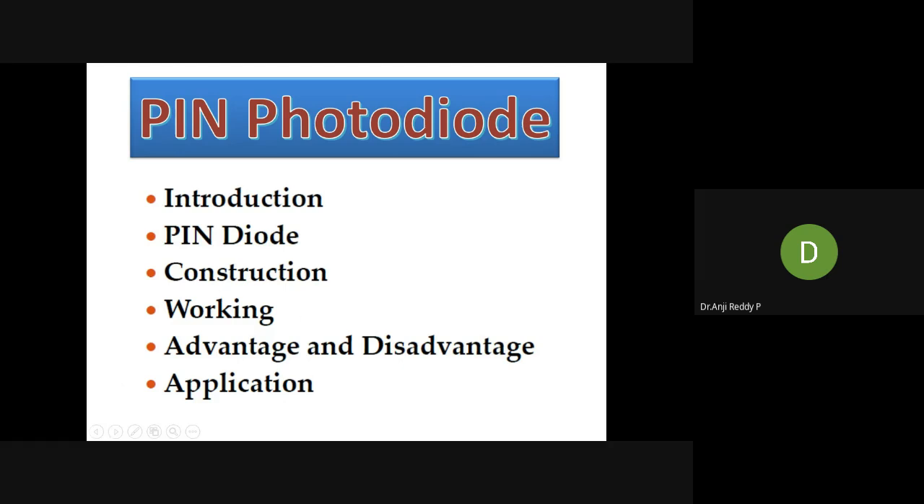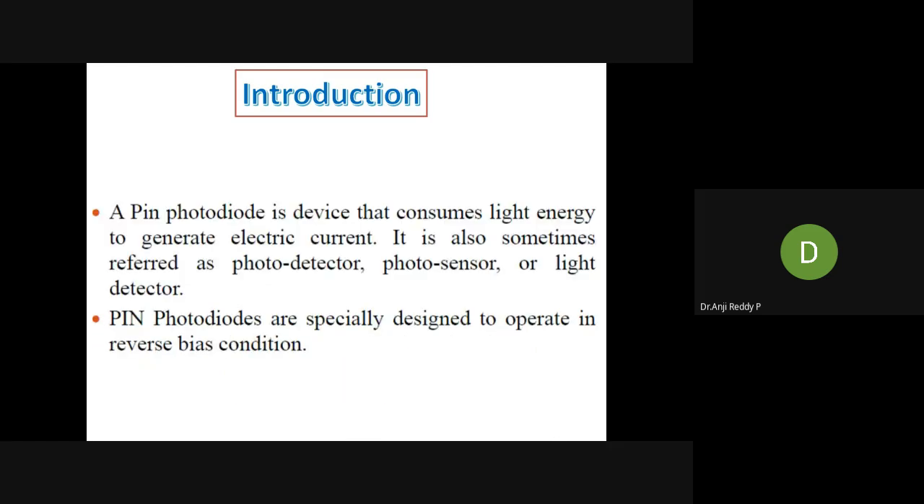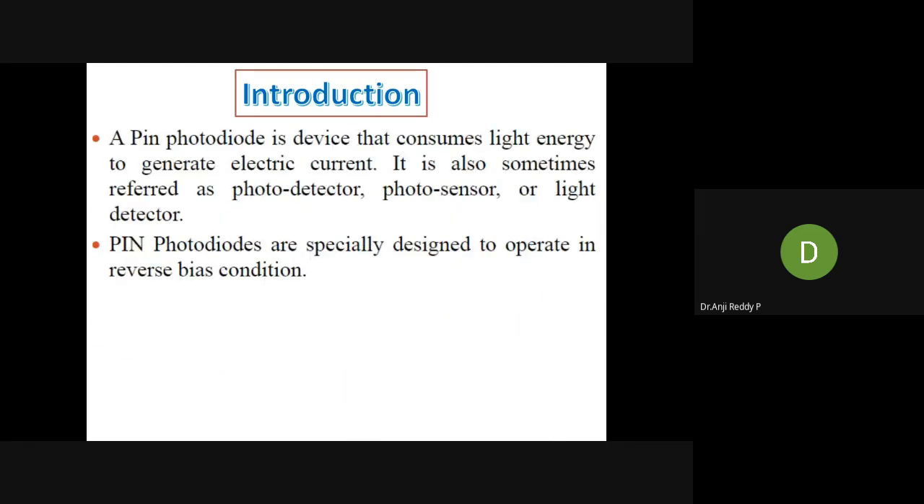What is the meaning of pin photodiode? Introduction. See here, same concept. It also consumes light energy to generate electric current. A pin photodiode is a device that consumes light energy to generate electric current. Okay, what will that do? Pin photodiode is also a device that will take light energy for generating the electric current. It also converts light energy to electric energy.